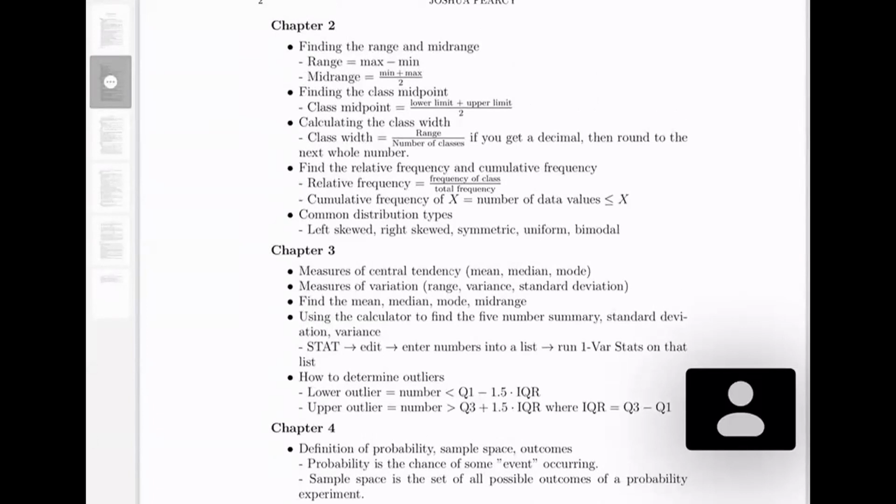And the next thing we talked about was the common distribution types. Just know how to determine whether something is left skewed, right skewed, symmetric, uniform, or bimodal. Remember, the skew is to which tail it has. If you have a tail on the left-hand side that's much longer, then that's left skewed. And if you flip it, it's right skewed.